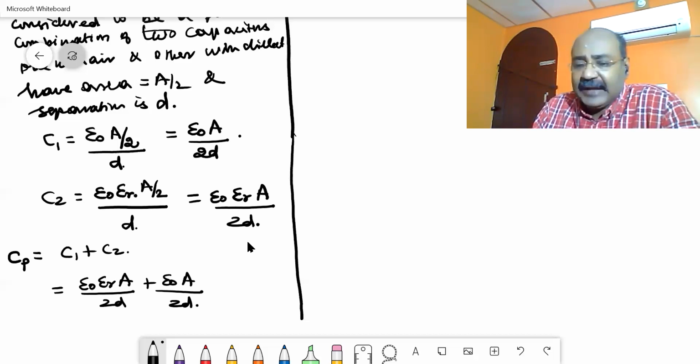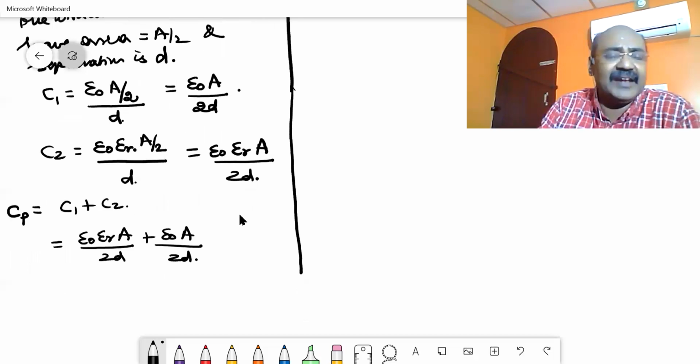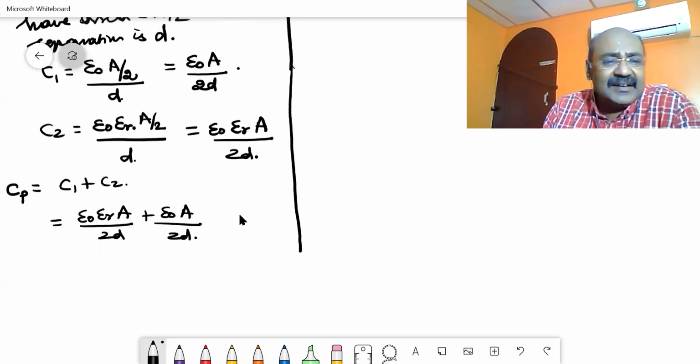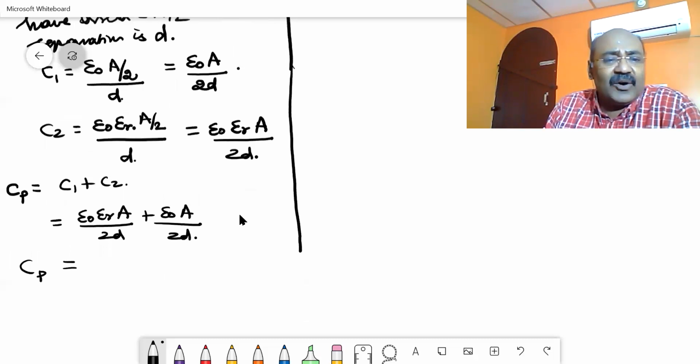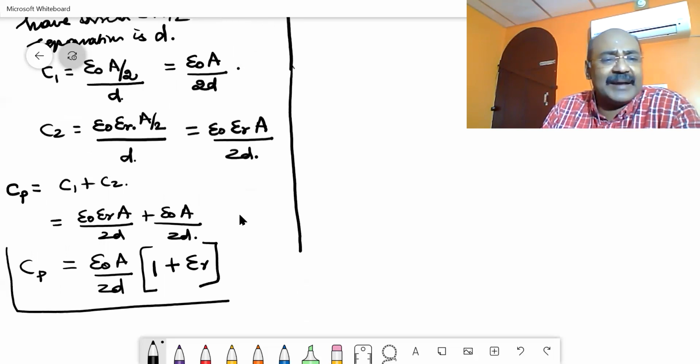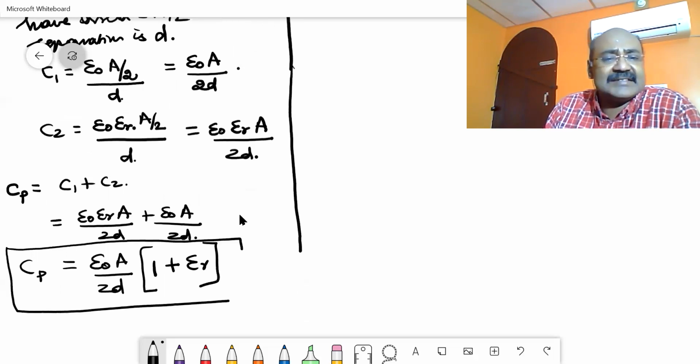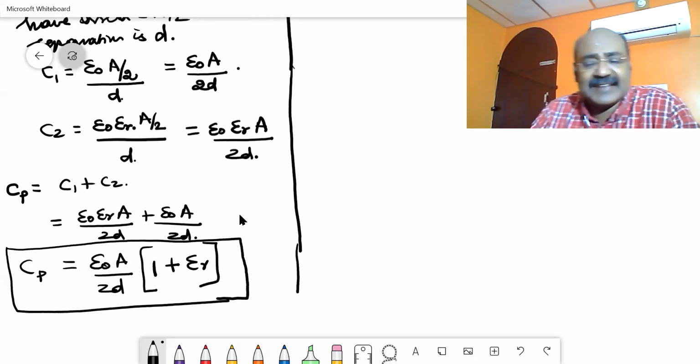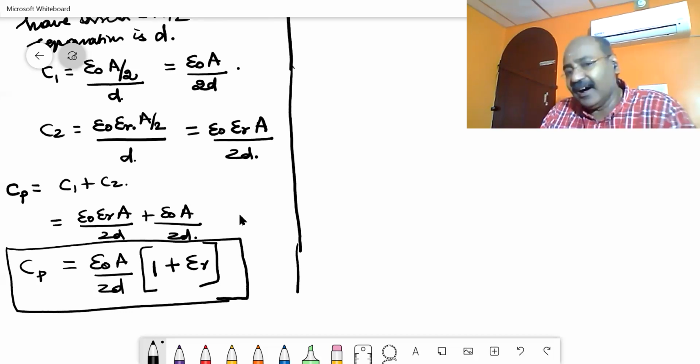See, in your book they have considered, or we can put the equation directly. See, what is the answer then? Cp will be then equal to epsilon 0 into A divided by 2D can be taken as common. So what is the remaining? The remaining will be here 1 plus here epsilon R. So when you are considering the capacitor P as given in the diagram, the effective capacitance is given by epsilon 0 into A divided by 2D into 1 plus epsilon R.